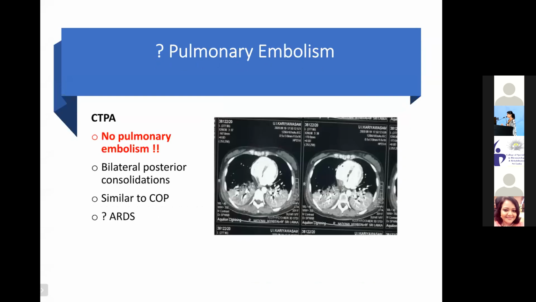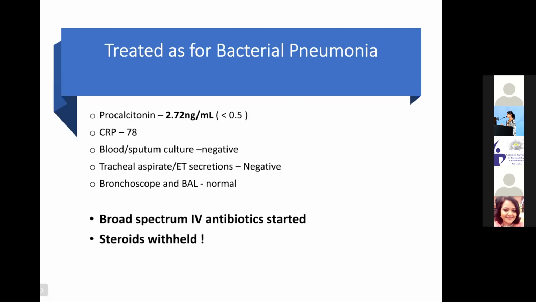This is the CTPA. CTPA was suggestive of bilateral posterior consolidation, similar to cryptogenic organizing pneumonia, and there was no evidence of pulmonary embolism in the CTPA, and there is a possibility of acute respiratory distress syndrome as well. Her procalcitonin was high with high CRP, so we treated as for bacterial pneumonia. IV broad spectrum antibiotics started, steroids withheld, and her cultures, including bronchoscopy and BAL, all were negative.